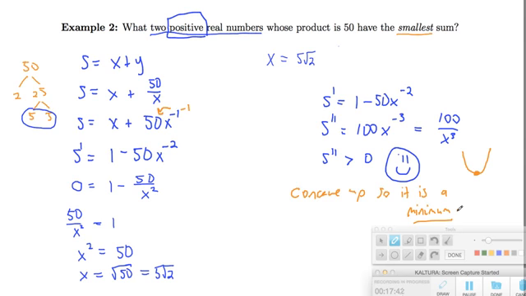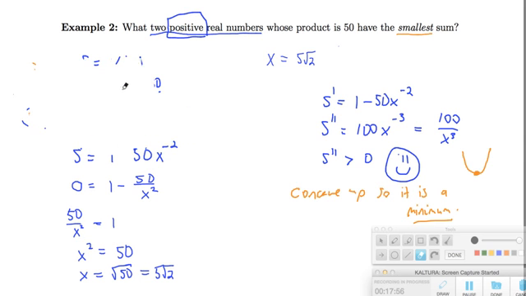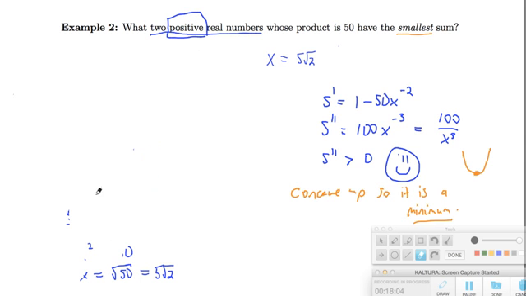And that's pretty much it. They did ask for what two positive real numbers, so technically we only gave them one of the real numbers. So just to give myself a little space here. So x is 5 times the square root of 2, which remember was the square root of 50.